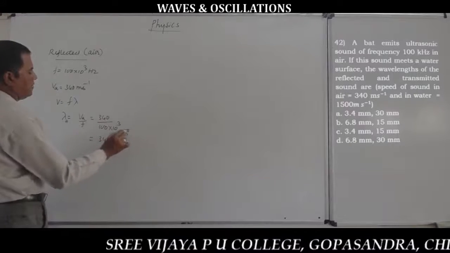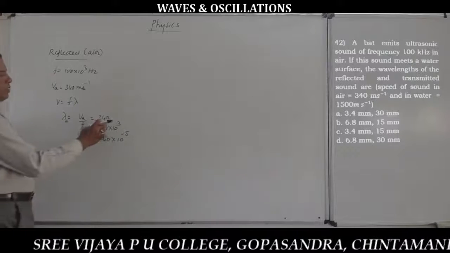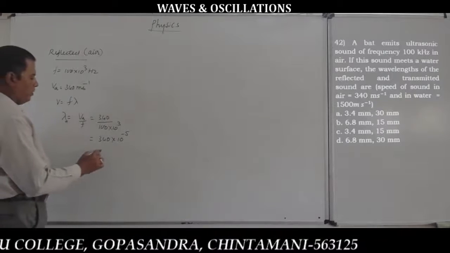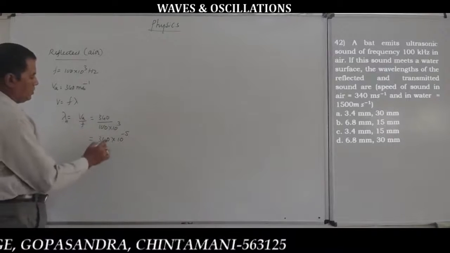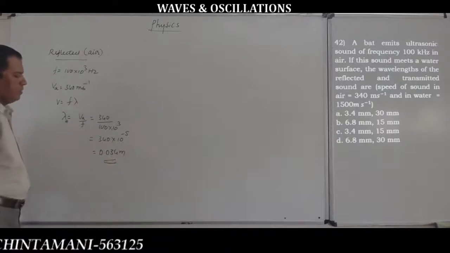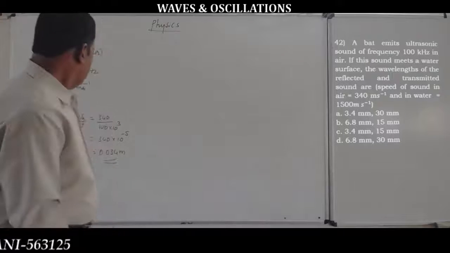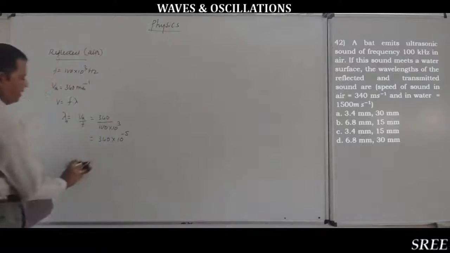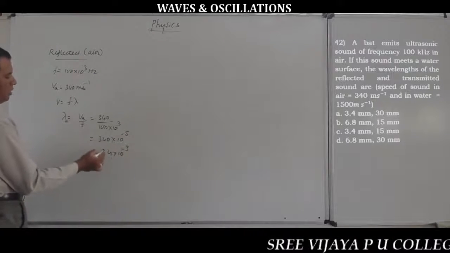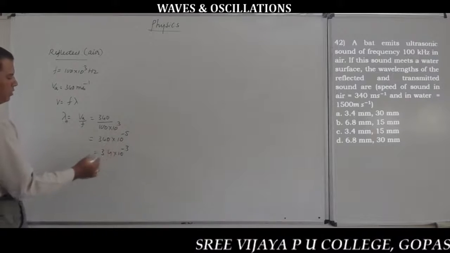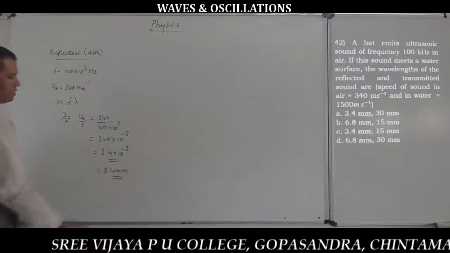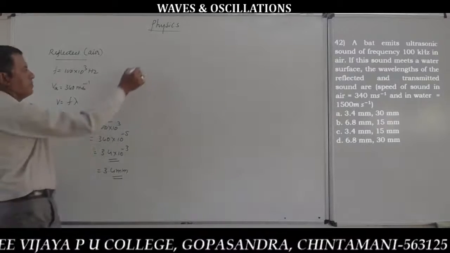340 into 10 power minus 5. 100 can be taken as 10 power 2, 10 power 2 times 10 power 3 is 10 power 5, if it is taken to the numerator, it becomes 10 power minus 5. So upon removing the power, we shift the decimal by 2 digits, the power reduces by 2, therefore we get 3.4 into 10 power minus 3, or we get 3.4 millimeter. This is the wavelength of the reflected sound in air medium.